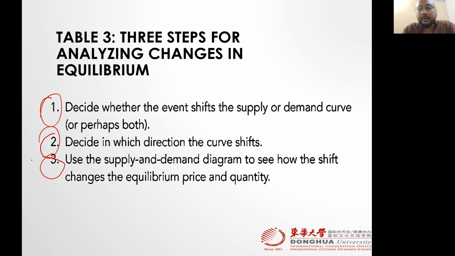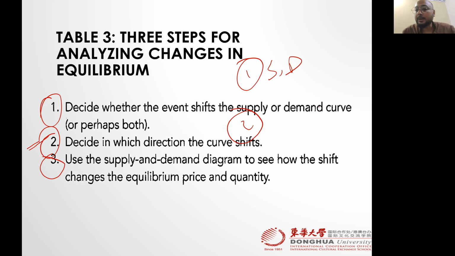Number 1, decide on any event that occurred, whether this is a case of demand or supply. Number 2, find out the direction, whether it is an increase or decrease. Which direction, rightward, leftward? First, does it belong to supply or demand? Movement along the curve or shift? Which curve is going to be shifted or affected by the event?